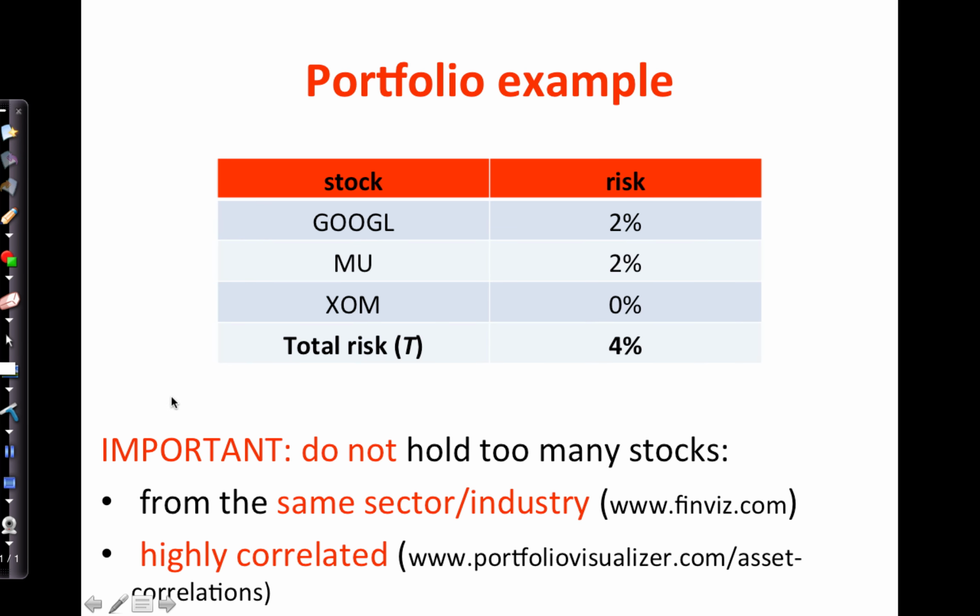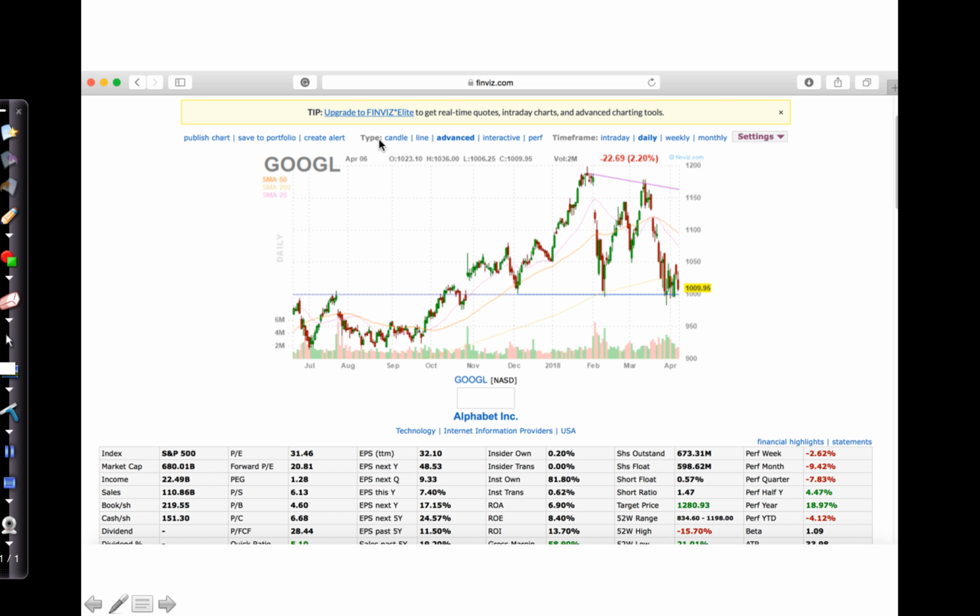So just to show you, this is Finviz, okay? And I'm looking at Google. You see here, this one is the sector, and this one is the industry. So when you're looking for the sector and industry of a stock, you can use Finviz, and this is where you will see that information.